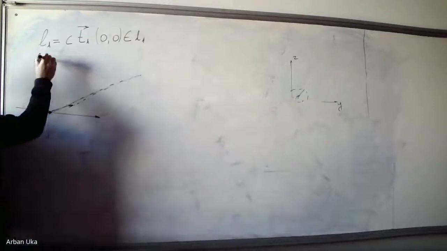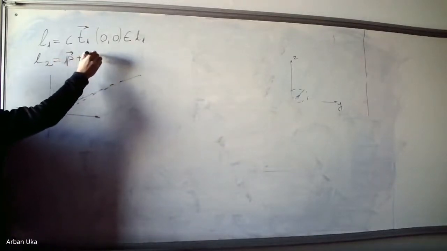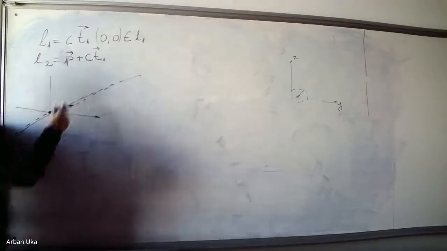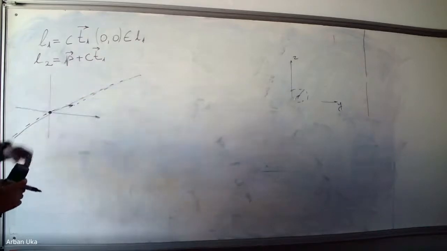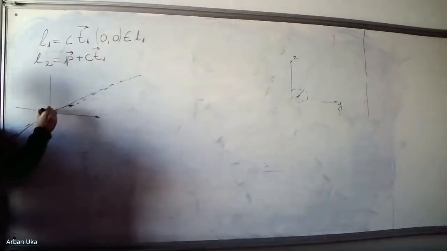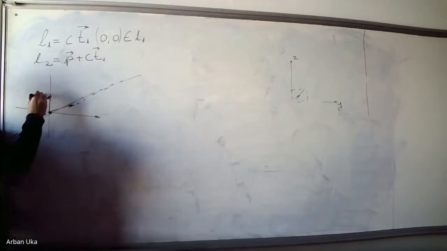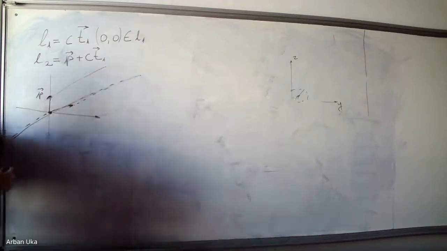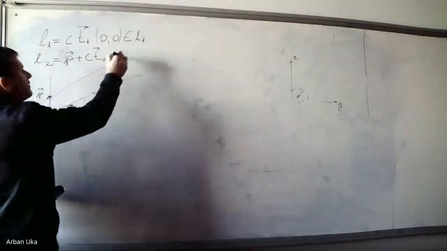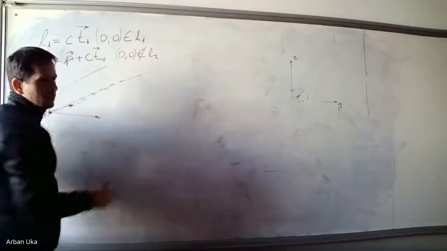Now we can have another line L2, which can be defined as P plus C times T1. What is this? This P, in case P is a non-zero vector, means that we have shifted the whole line to some value P. So this vector P can be here, okay? Which means that any point afterwards is going to pass around here, and in this case (0, 0) is not a member of L2.